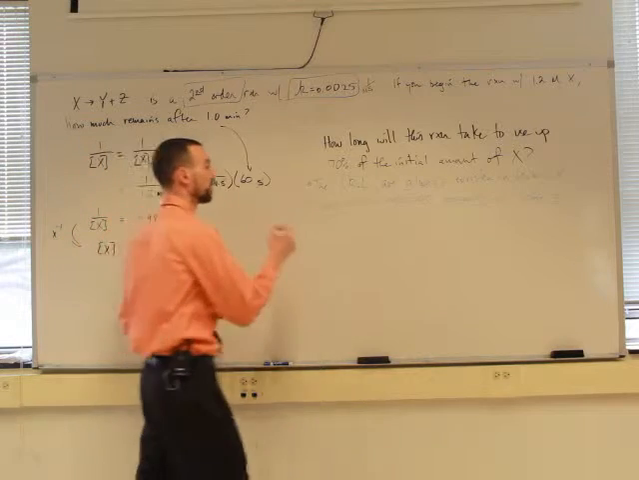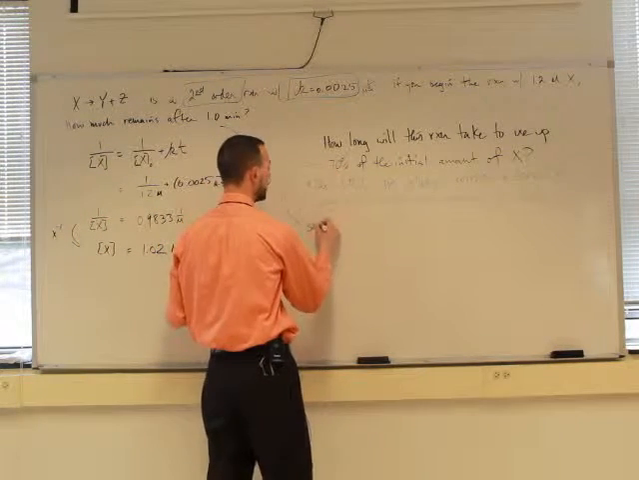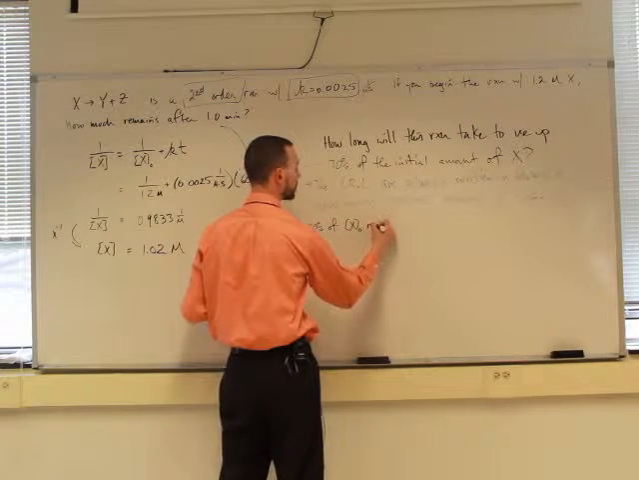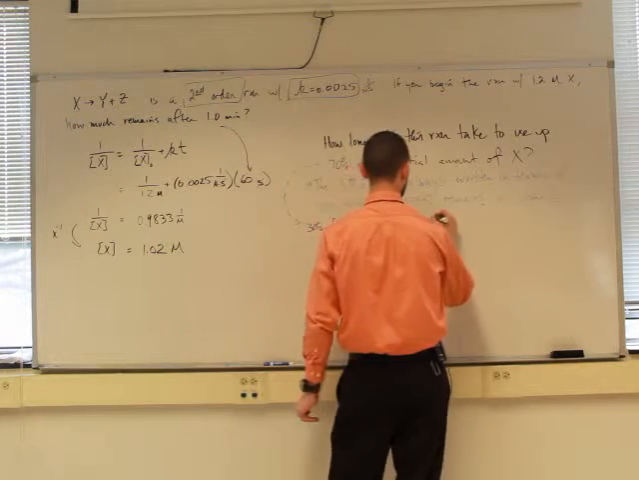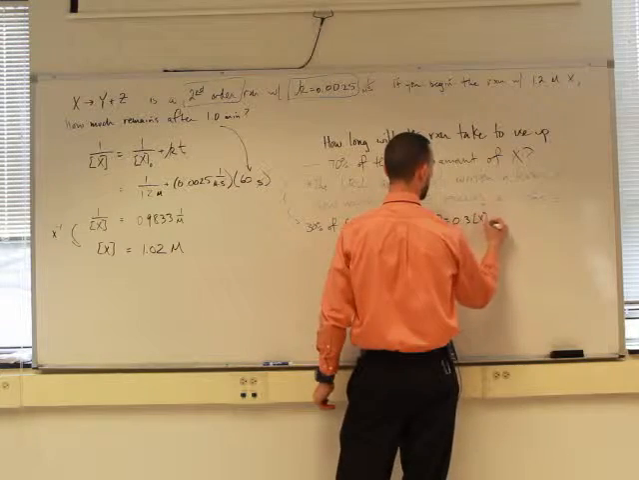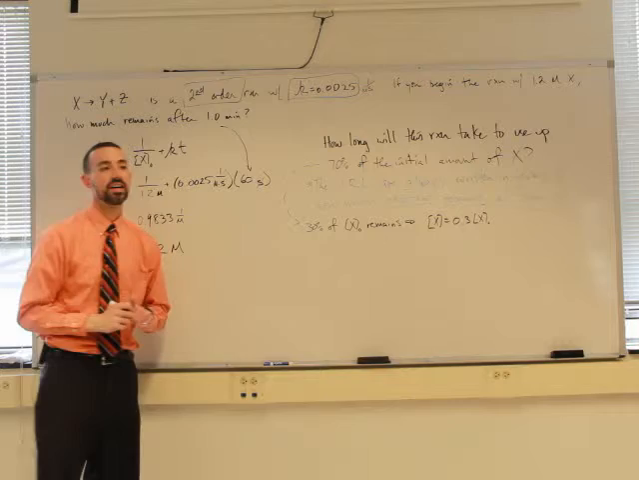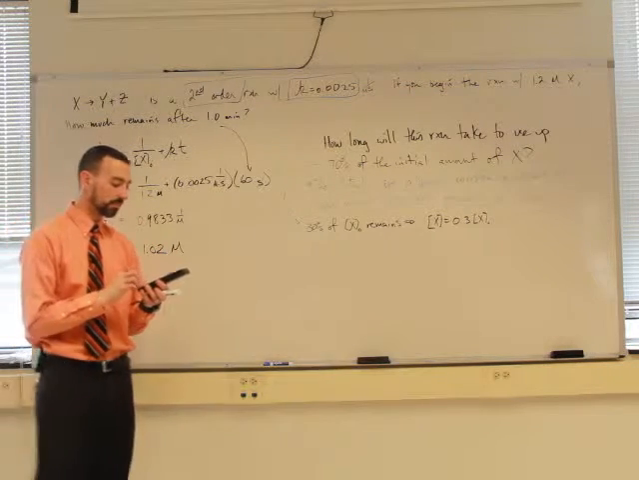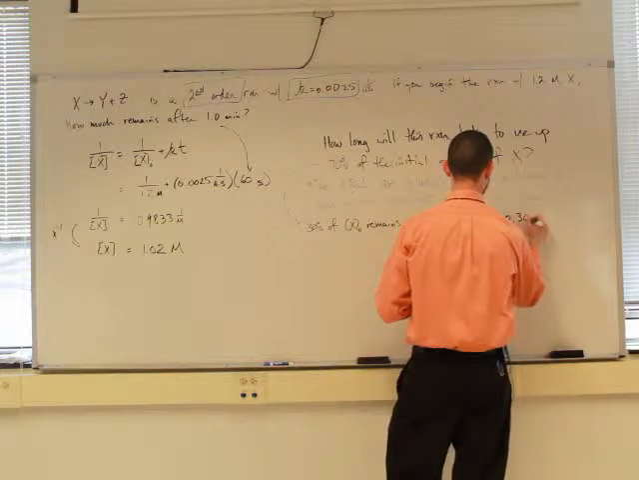Okay? So for this problem, when 70% is used, that means that 30% of the initial amount of x remains. Or in other words, x equals 0.3 of what it initially was. Right? So the value of x is 0.3 times the 1.2, or 0.36.